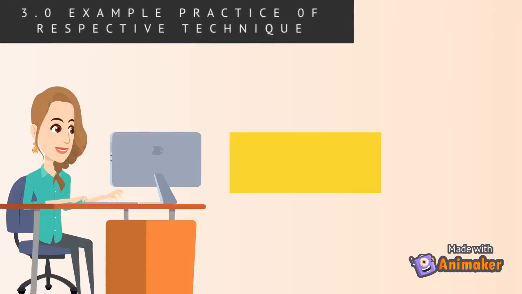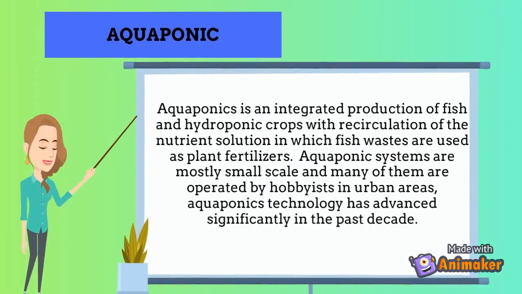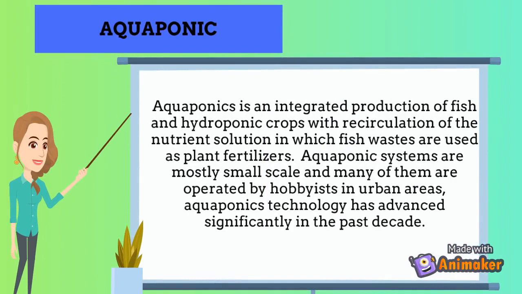The example practice of respective technique, which is aquaponic. What is aquaponic? Aquaponic is an integrated production of fish and hydroponic growth with recirculation of the nutrient solution in which fish waste is used as plant fertilizer. Aquaponic systems are mostly small scale and many of them are operated by hobbyists in urban areas. Aquaponic technology has advanced significantly in the past decade.